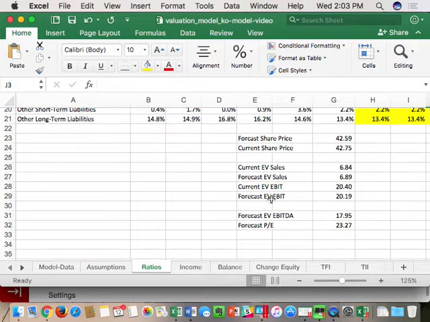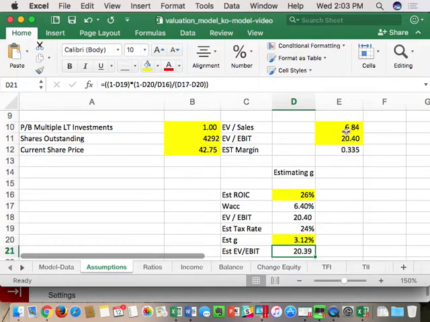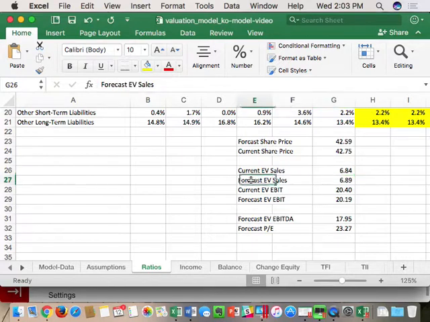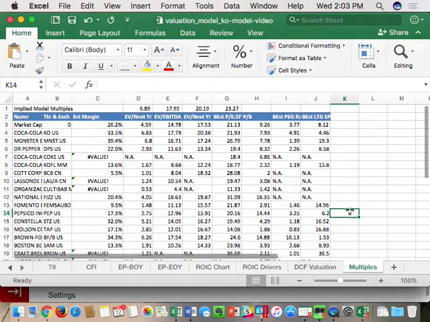So we had a forecast share price and a current share price. I want you to add these additional 6 rows. First, current enterprise value to sales multiple. Where that comes from, this is not yellow, is from our model. We already have a current EV to sales here in the assumptions tab. I just want to refer to that in the ratios. Then I want to put a forecast EV to sales, which is in the multiples tab.